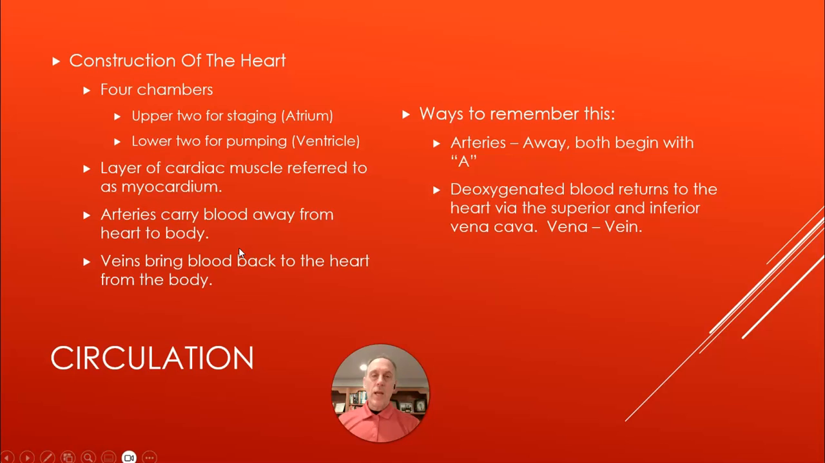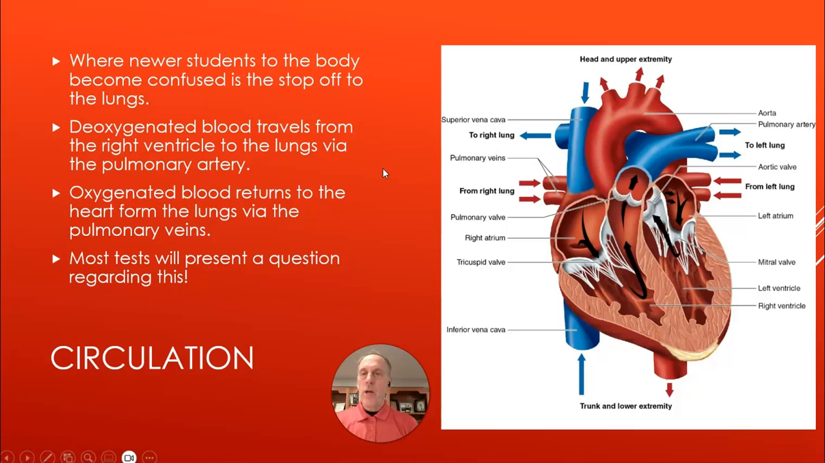Arteries carry blood away. So you can think of it in terms of arteries away, AA. They both begin with A. And then the other way to remember that veins bring blood back is deoxygenated blood returns to the heart via the superior and inferior vena cava. Think vena, vein. All right, a refresher here for you.